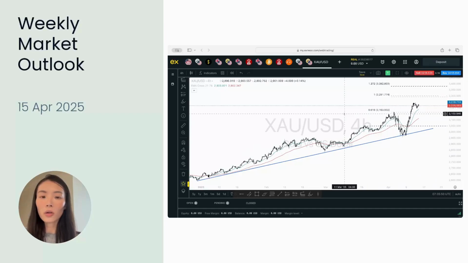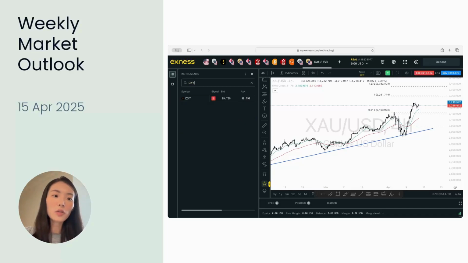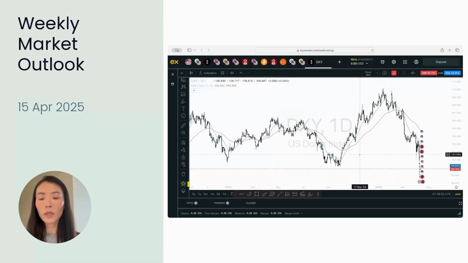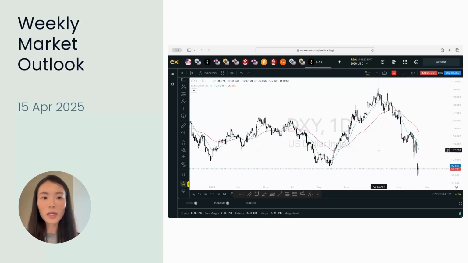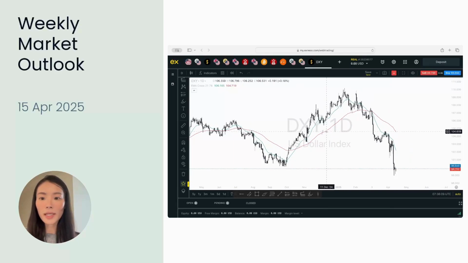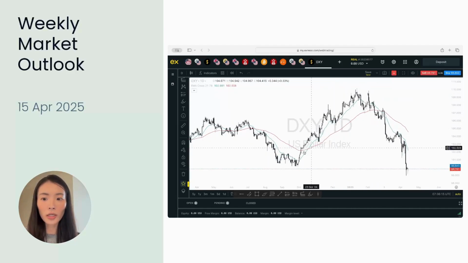So that's on gold. Right, the next one that I would like to take a look at would be the dollar index. So if you take a look at the dollar index, you can see that it has been on a very strong downtrend, right, especially with the most recent concerns around the credibility of US assets and also the sell-off in treasuries. So we're seeing the dip in the dollar index, right?